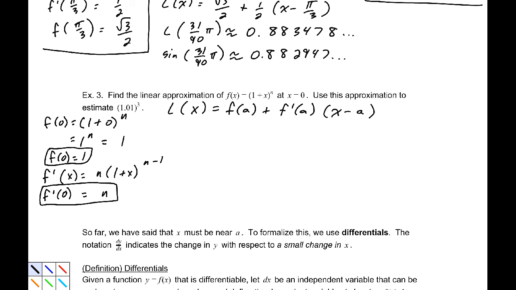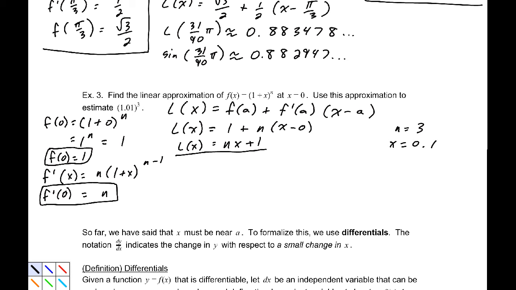Okay, so L of x equals 1 plus the derivative, that's n, times x minus 0. So that is nx plus 1. I'm just going to write that in slope-intercept form. Okay, we'll use that. Now we want to estimate 1.01 to the third power. So that means that n is 3 and our x is 0.01.